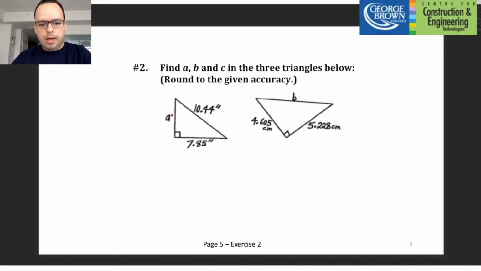In this next example, we have two triangles with decimal values for side lengths. This triangle has the variable over here, a. However, the hypotenuse is over here. So when you write the equation down, you're going to have the variable plus the 7.85 leg squared equals 10.44 squared.